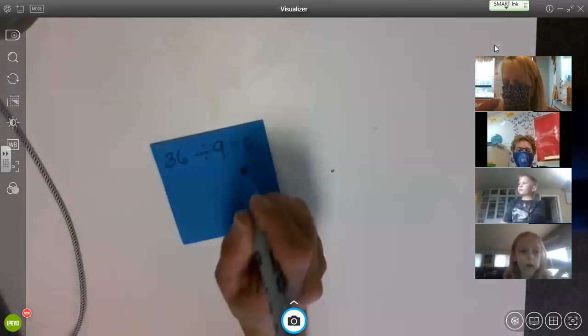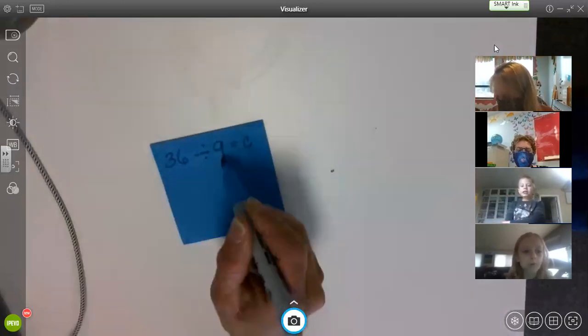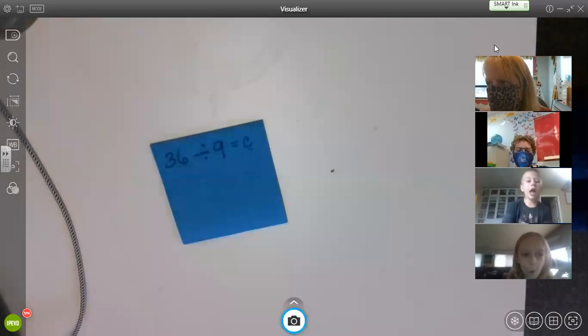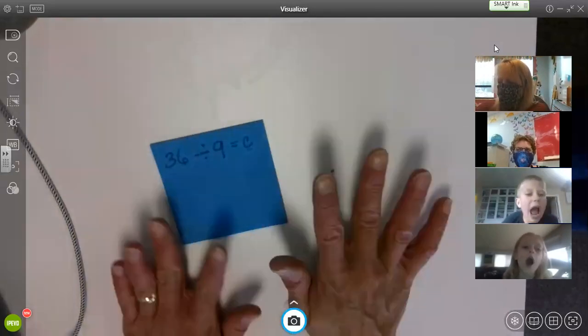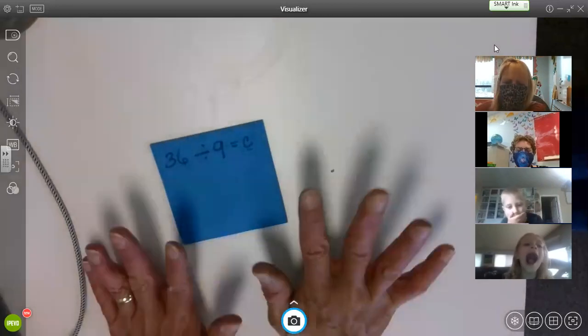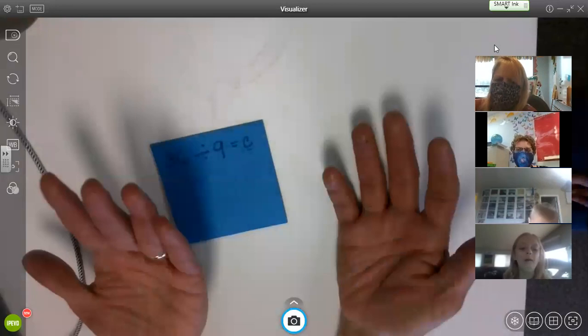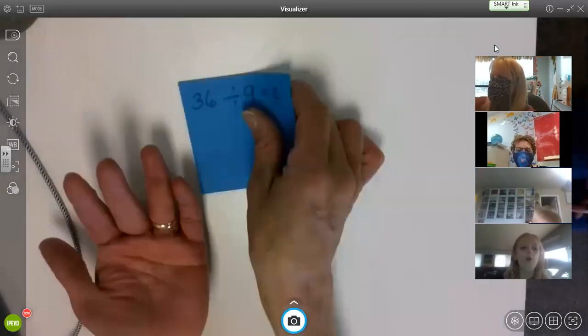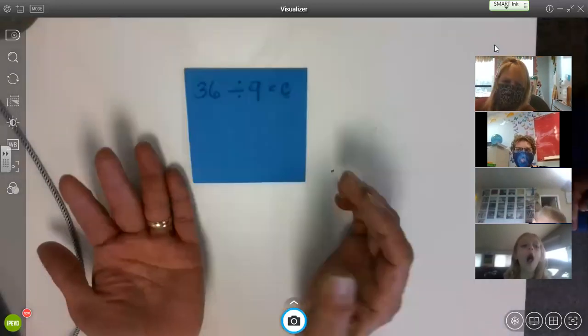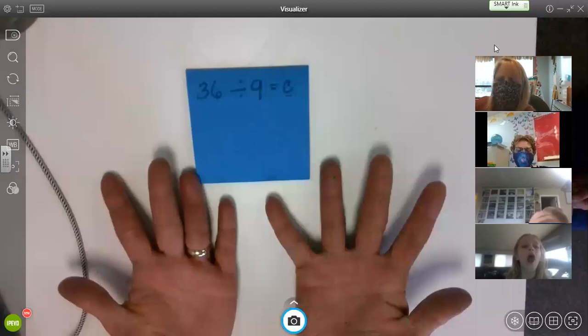I don't have that memorized in my head, but I know there's a trick called the nines trick. But I can't put down my 9th finger and get the answer. I know that's not right. What can I do to use that nines trick for the inverse operation for division? Max? And I want you to do this with me.